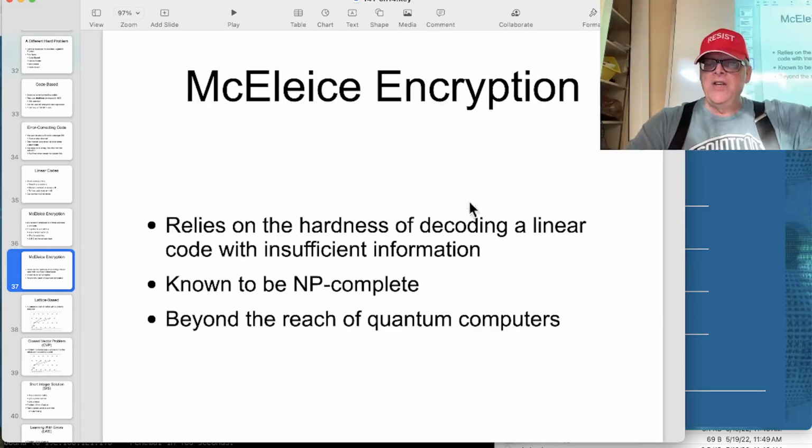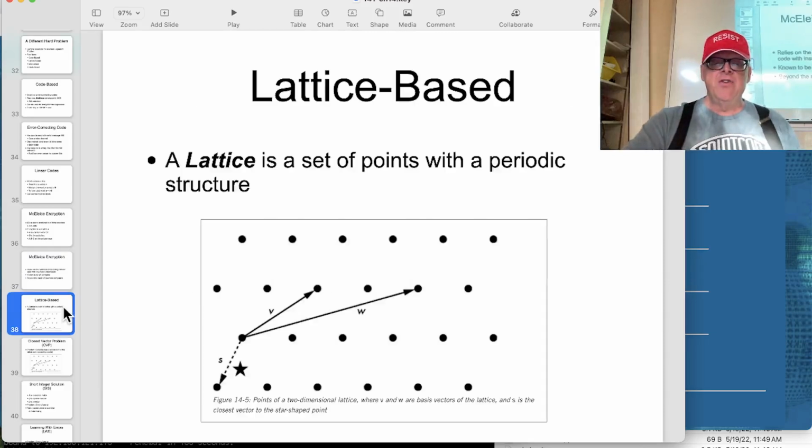It relies on the hardness of decoding a linear code with insufficient information. This is known to be NP-complete and beyond the reach of quantum computers. There is no quantum computing algorithm that anyone has found that makes this faster. So this will be a good way to encrypt data, and even quantum computers will not crack it. And it just has been approved, like I say, a couple weeks ago by the National Institute of Standards.